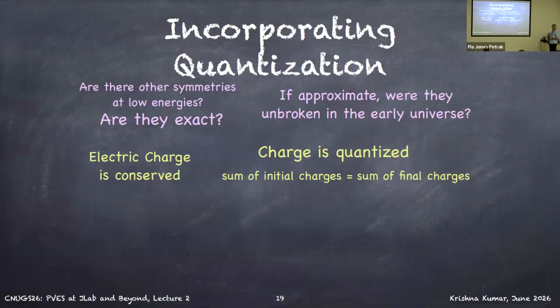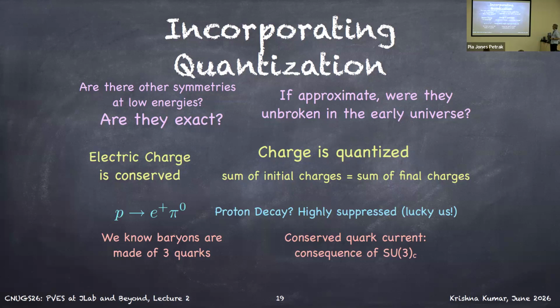Okay, so now let's go on to symmetries again. Are there other symmetries at low energy? Are they exact? If they are approximate, were they unbroken in the early universe? So if I have something like electric charge, you have the sum of the initial charges, sum of final charges. So this is an additive conservation law. So for example, it shows you why proton decay is highly suppressed. Lucky for us, otherwise we wouldn't exist.